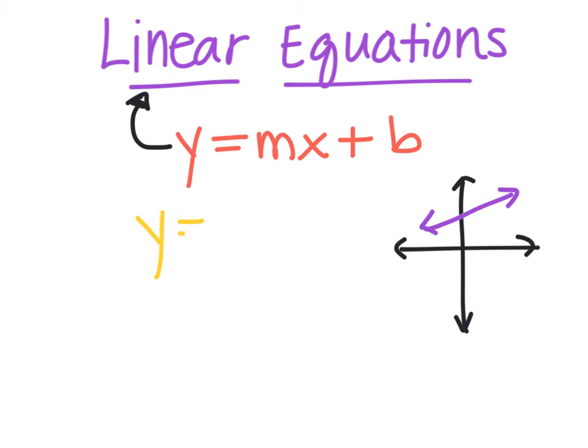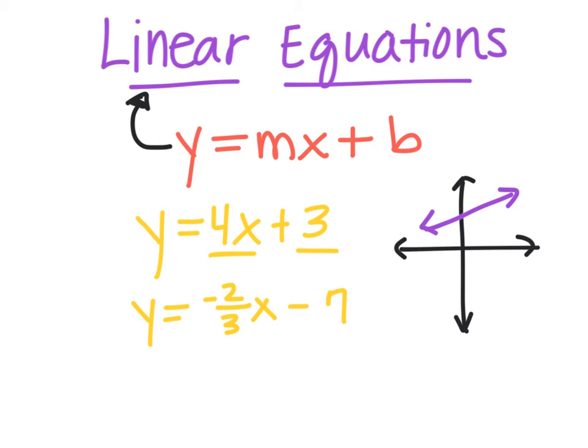So for an example, y equals 4x plus 3. If I graph that, that'll make a line. I know that because it starts with y equals. It just has a 4 and an x plus 3. It will make a line. If I had this, y equals negative 2/3 x plus or minus 7. Again, this will make a line because it has my coefficient with the x, so a number times x, and then it has plus or minus a normal number. So those all make lines.